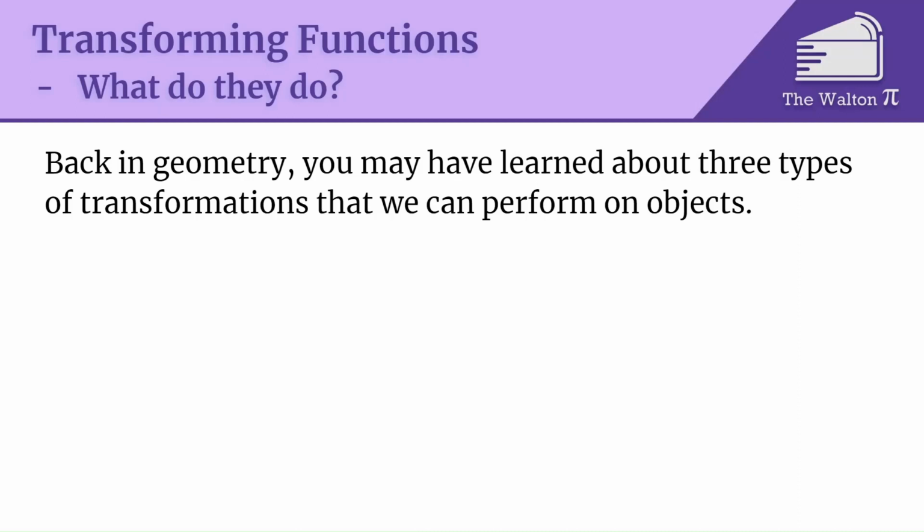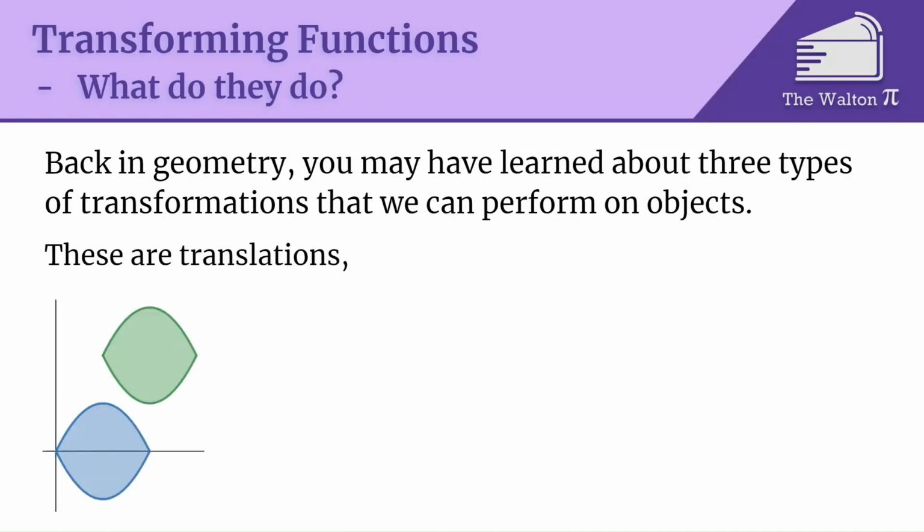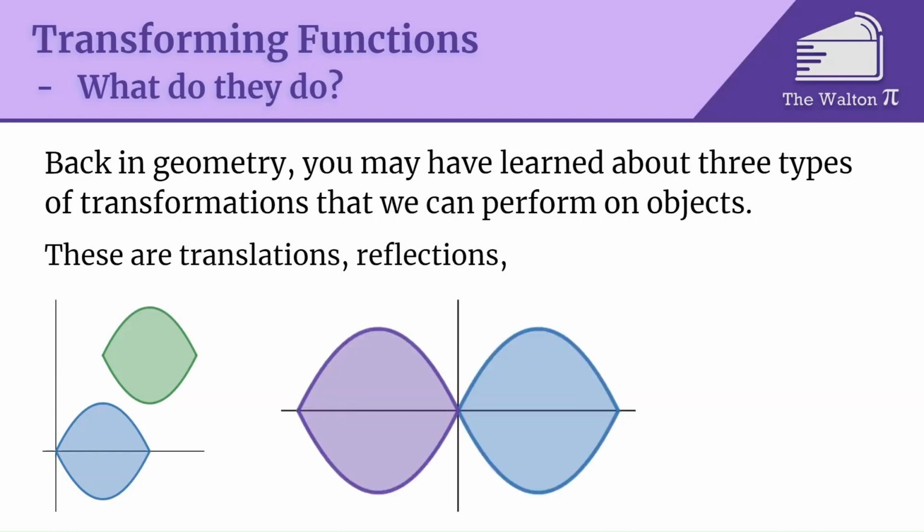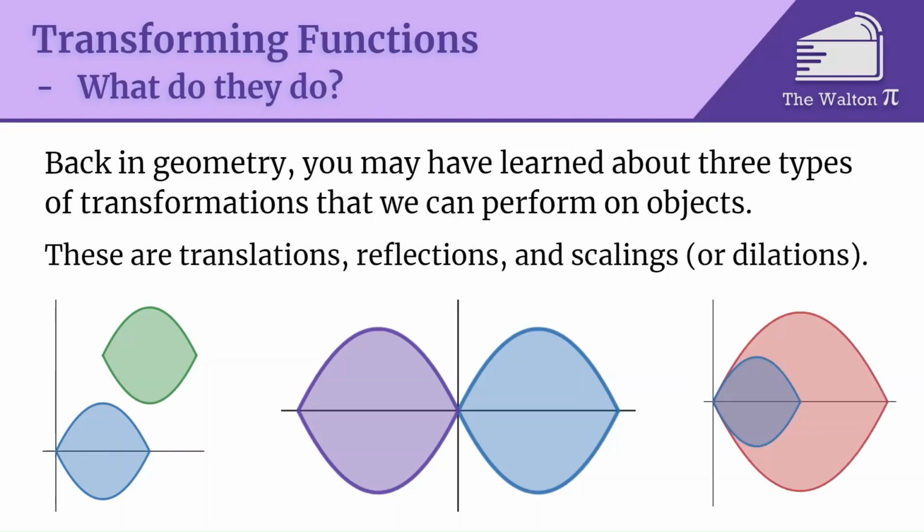So first off, what do they do? Well, back in geometry, you may have learned about three different types of transformations that we can perform on objects. They are translations, where we take an object and just slide it somewhere else. Reflections, where we take an object and reflect it across a line. So in this image, it's reflected across the vertical axis. And then scalings or dilations, where we can either stretch it to become bigger or compress it down to become smaller.